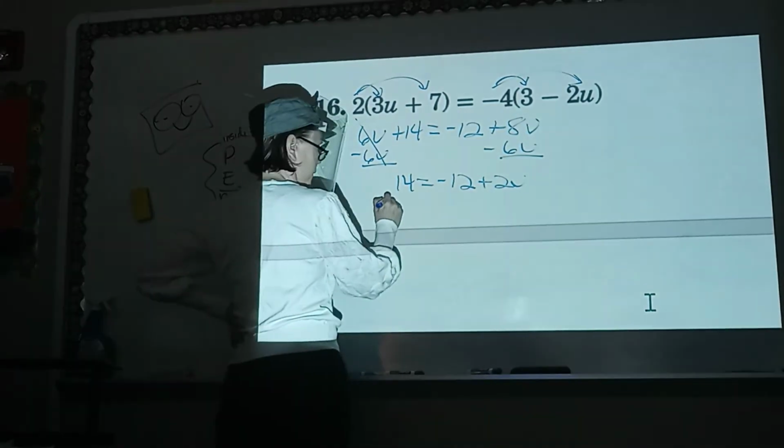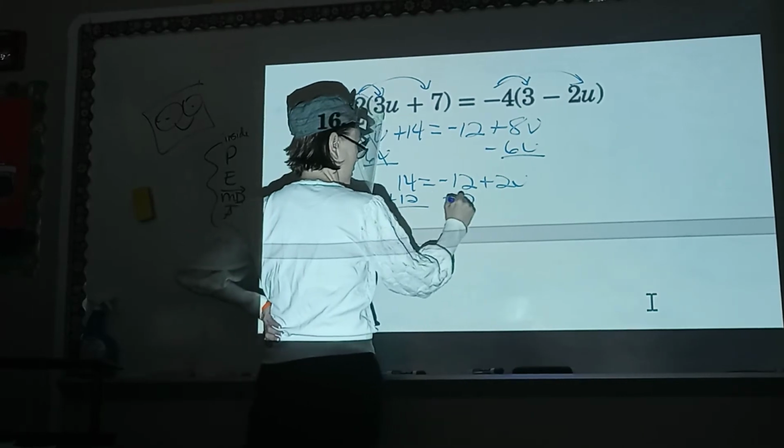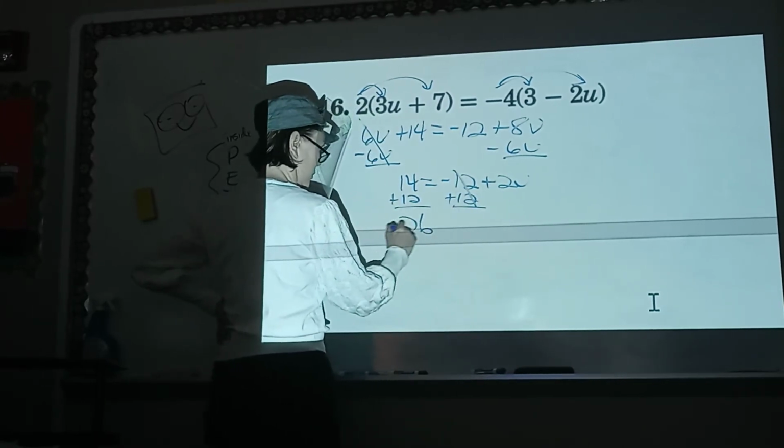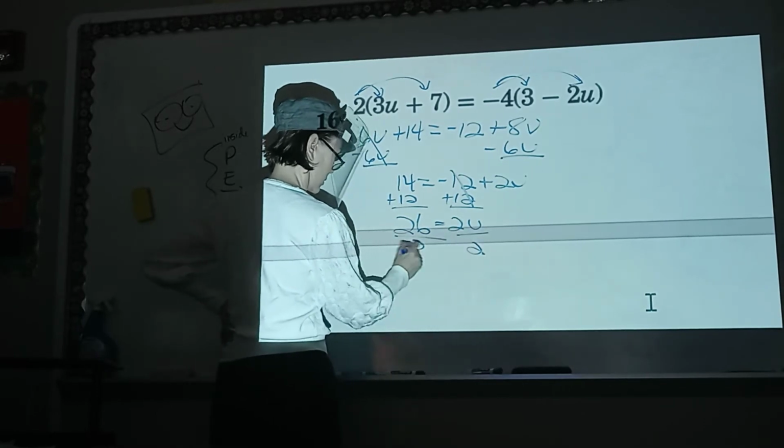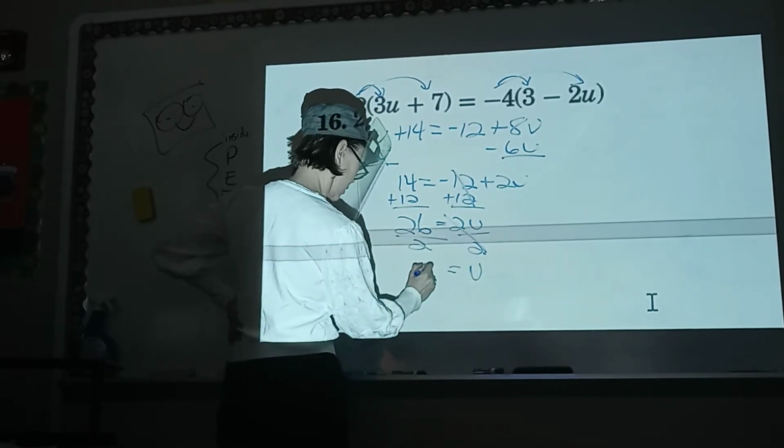We're going to add 12 and then divide by 2. Okay? U equals 13.